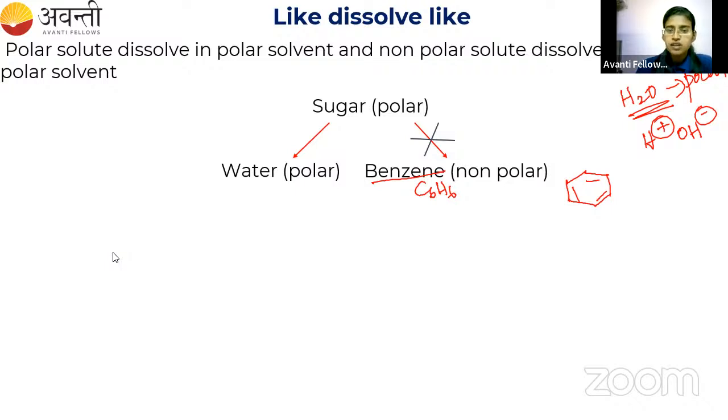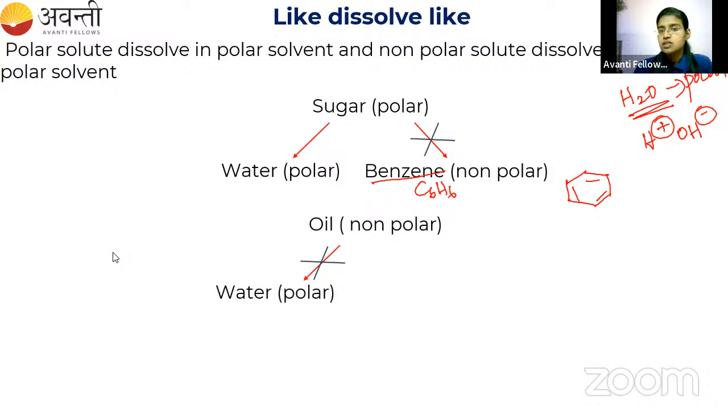Very good, students. Oil is a non-polar compound. So this non-polar compound can only be dissolved in a non-polar solvent, a non-polar substance, right? But water is a polar component. So that's why it is not getting dissolved. It is not getting mixed with the water. Okay, so this is the reason.